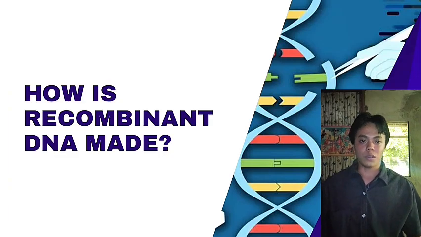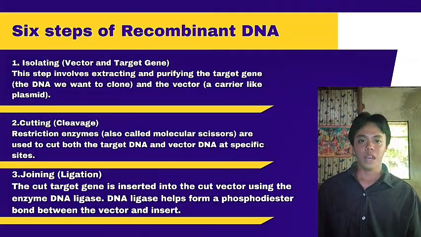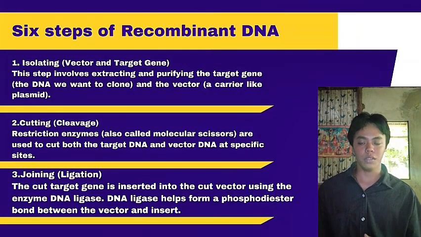Now let's delve into the process of how recombinant DNA is created. Six key steps involved in creating recombinant DNA. Number 1. Isolating. This step involves extracting and purifying the target gene, the DNA you want to clone, and the vector, a carrier like a plasmid.